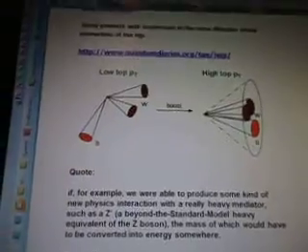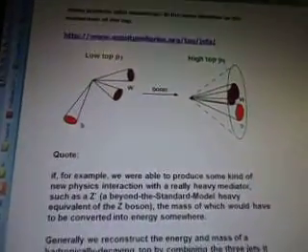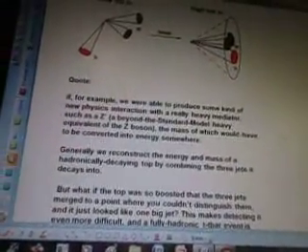So the decay products with momentum in the same direction as the momentum of the top. That's from www.quantumdiaries.org. And here is a diagram. Low top pT, high top pT, and it's boosted, and it changes it into a more circular signal. If, for example, this is a quote from Wiki. Actually, it's not from Wiki. Sorry, it's from Quantum Diaries. If, for example, we're able to produce some kind of new physics interaction with a really heavy mediator, such as a Z', a beyond the standard model heavy equivalent of the Z boson.